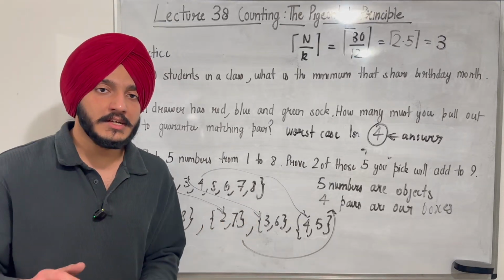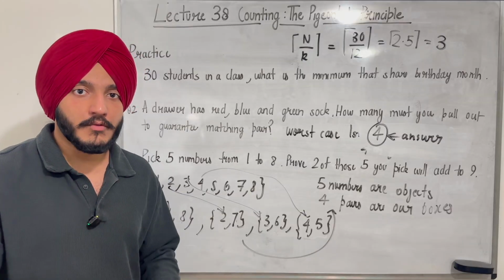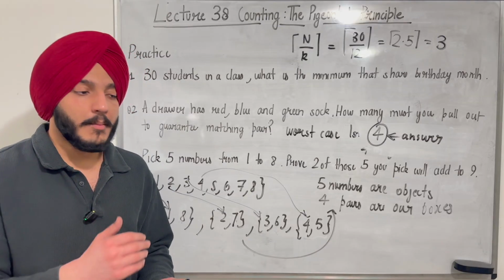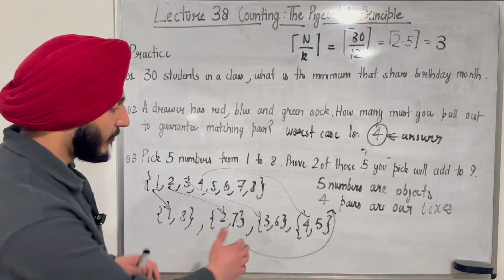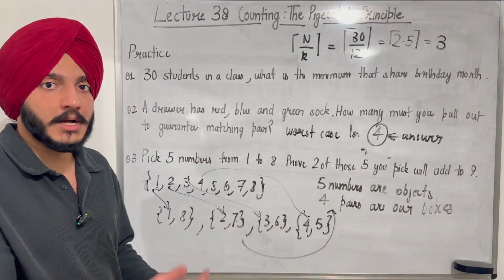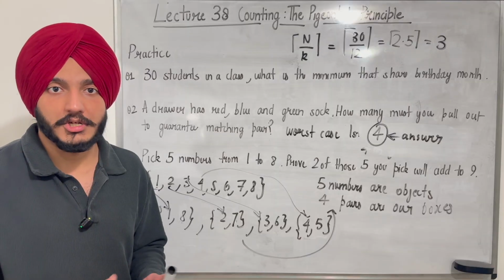So the guarantee is that for the first 4, in the worst case, it wouldn't happen. But when you add the fifth number, it is a guarantee that it will fall into one of these 4 boxes, right? It's pretty much like the object-box kind of question, I should say.